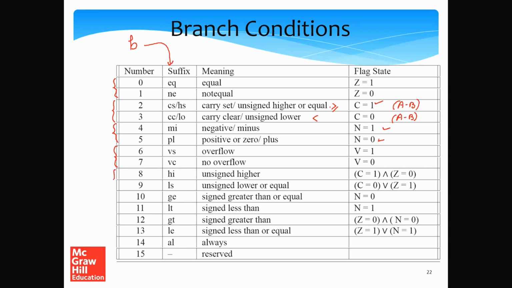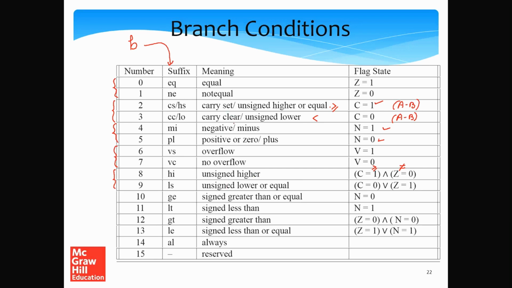Now let's consider a different variant of HS and LO. This was, mind you, unsigned higher or equal. This is just unsigned higher. In the case of unsigned higher, we will have the condition C equals 1, which indicates unsigned higher or equal. But along with that, we'll also check that the Z flag is equal to 0, which means the numbers are also unequal. So if A is greater than or equal to B and A is not equal to B, then we can automatically infer that A is greater than B.